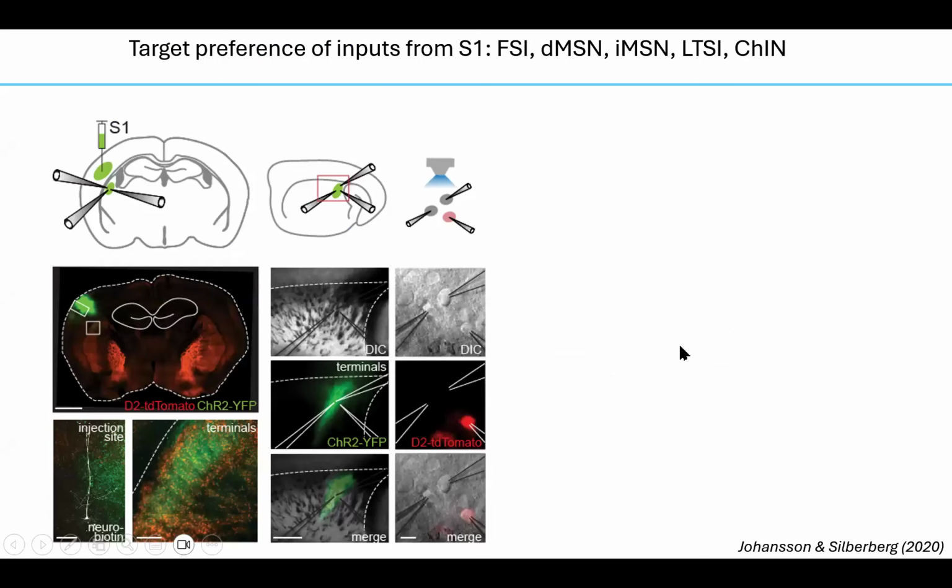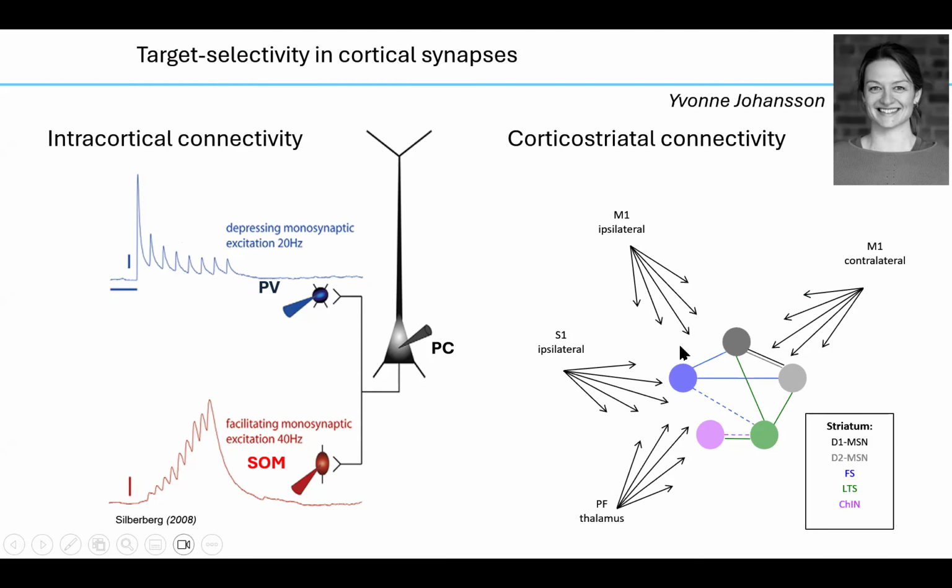So, in that slide, was the frequency of stimulation different then? Here is an example of a 40 hertz stimulation, and this is 20 hertz. But the synapse is depressing or facilitating. So even if you use the same frequency, of course, the synaptic mechanism is very different.